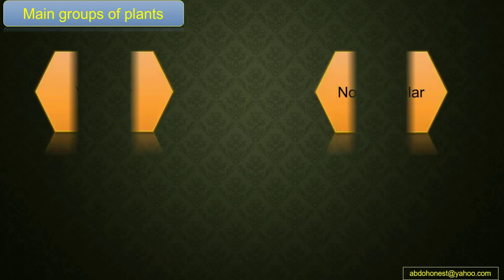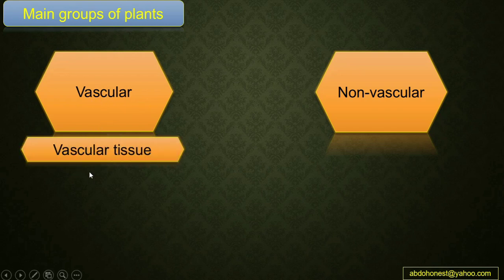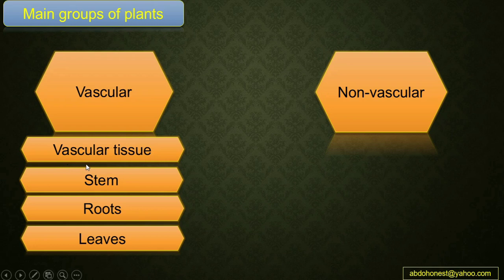We have two types of plants, vascular plants and non-vascular plants. Vascular plants are like most of the plants that we can see. They have a stem, roots, leaves, and also vascular tissue, or a vascular system. This system is important because it helps the plant transfer water and nutrients throughout the plant.